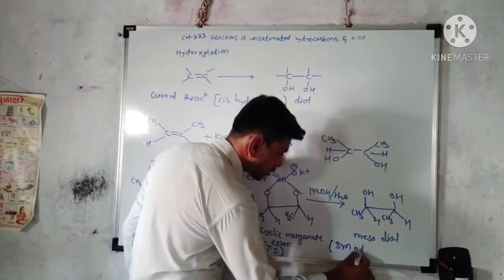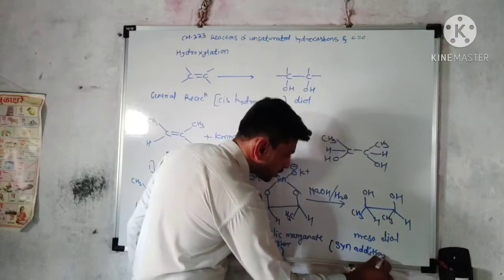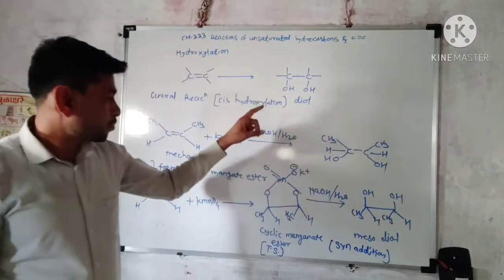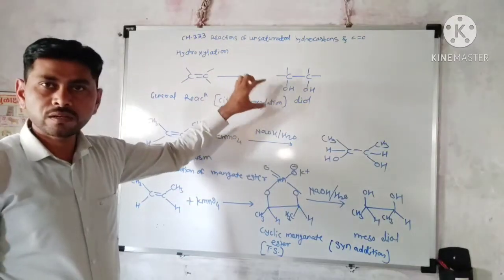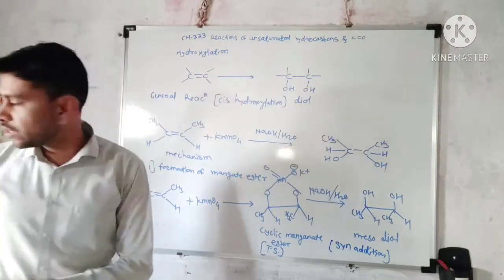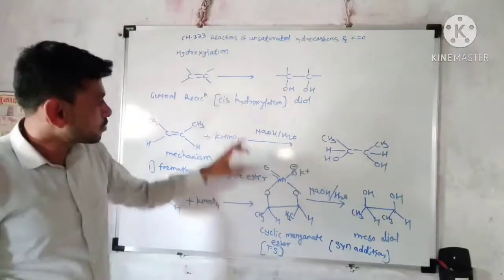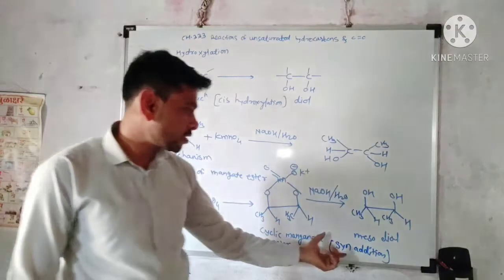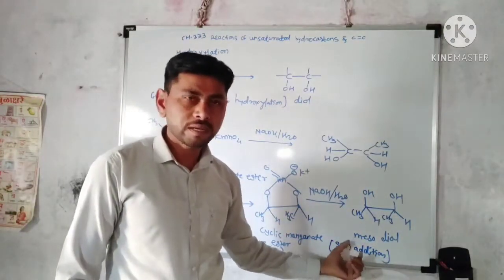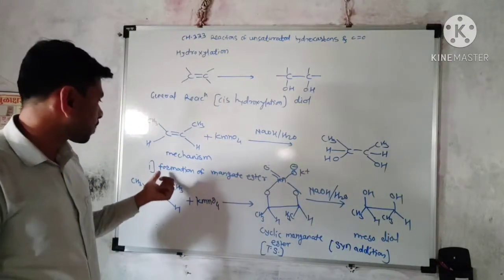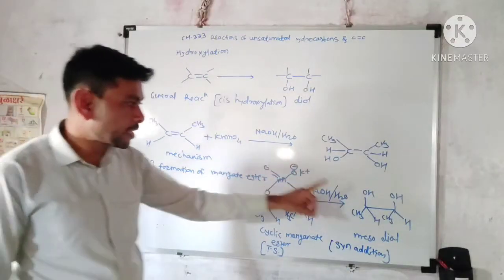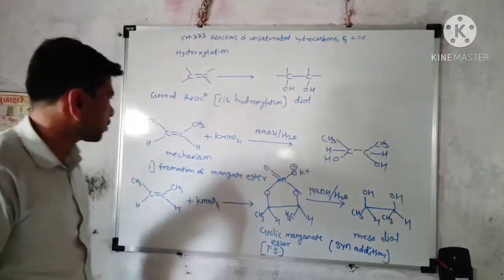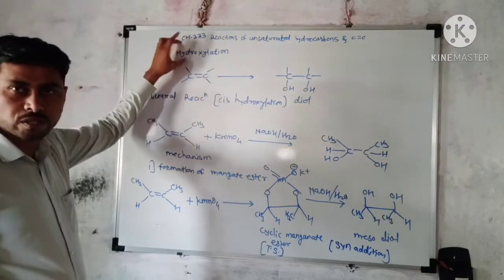This addition is also called syn addition. Due to syn addition we get the meso diol formation, and this process is called cis hydroxylation, that is, addition of two hydroxyl groups from the same side. So this cis hydroxylation takes place, and we get the syn addition here. Formation of manganate ester, and breaking of manganate ester is the second step where we get the diol formation.